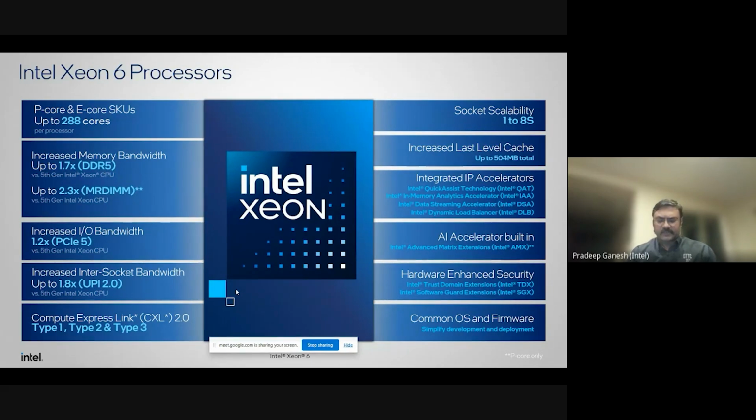Given this market segment, security is very critical, and Intel provides the best security solutions. Whether you need a small trust boundary or a large trust boundary, we'll talk a little bit more about this through Intel TDX and SGX. Whether you need application level security or VM level security, we have solutions for both.